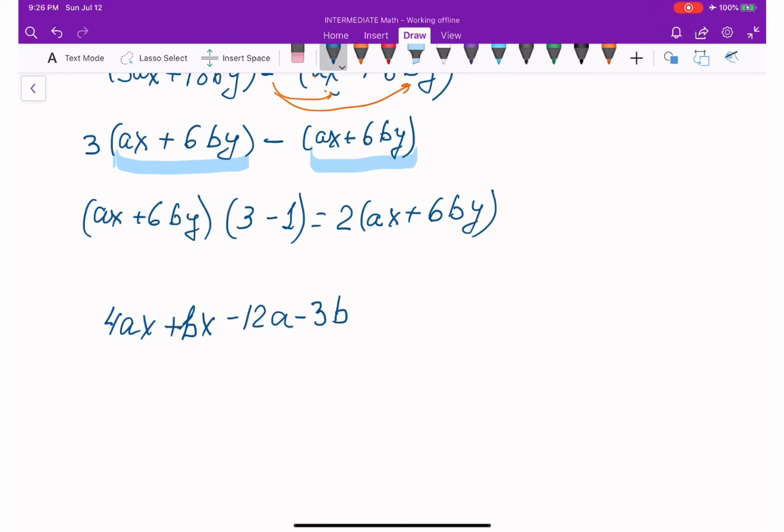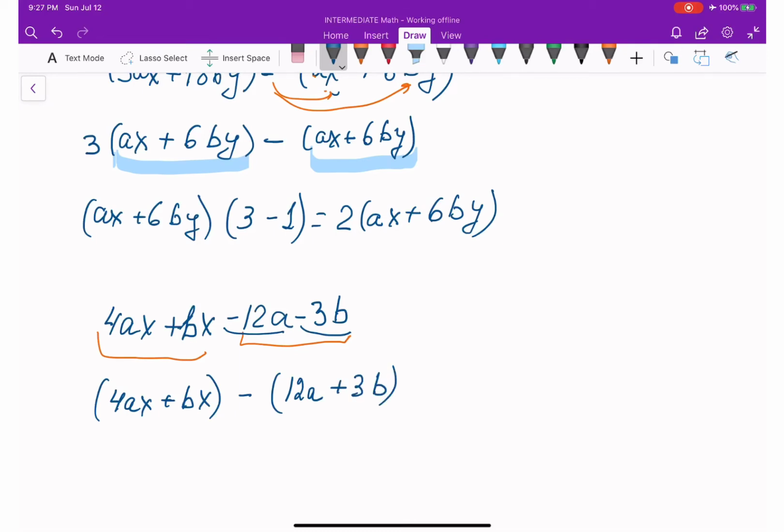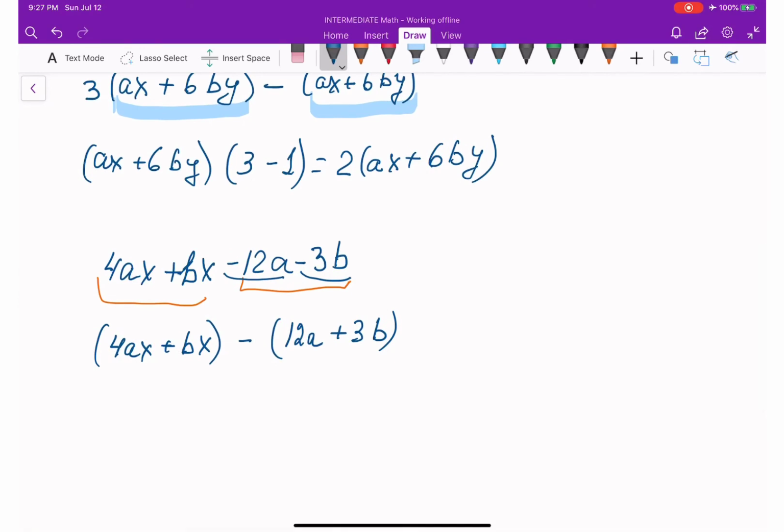Okay, so what we are going to do, we are going to combine these two terms and these two terms, right? Let's see. 4ax plus bx and then minus, since I am putting minus in front of parentheses, so this negative 12a will become positive 12a, and negative 3b will become positive 3b. Okay. This is going to be interesting.